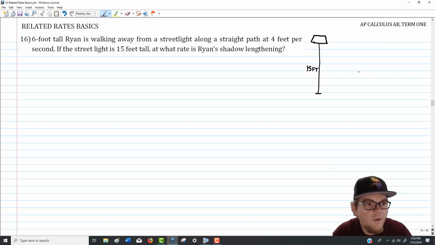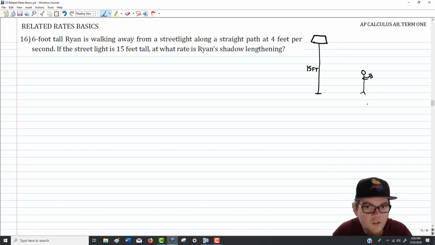Next, we also have to take into account 6-foot-tall Ryan. So we'll let this be Ryan right here. He's walking. Looks like he's probably reading his phone if I'm looking at my picture itself. Close enough. So there's Ryan walking.